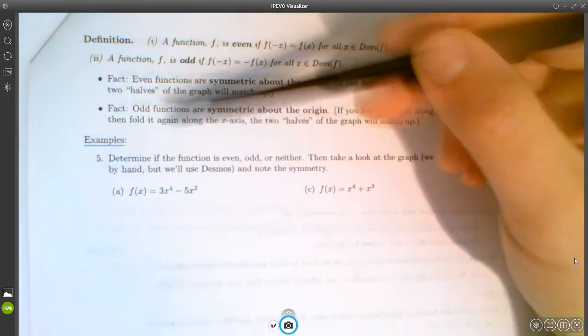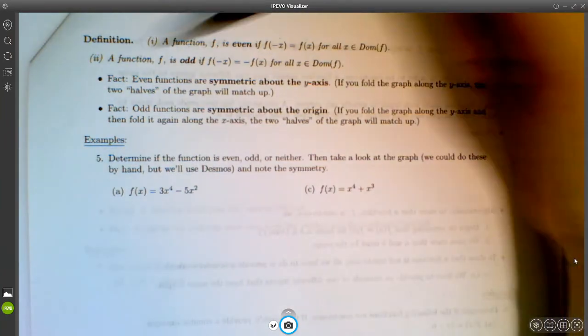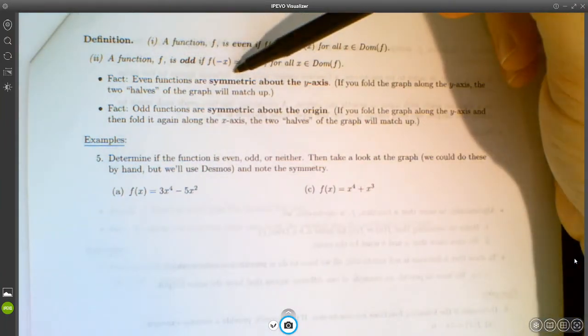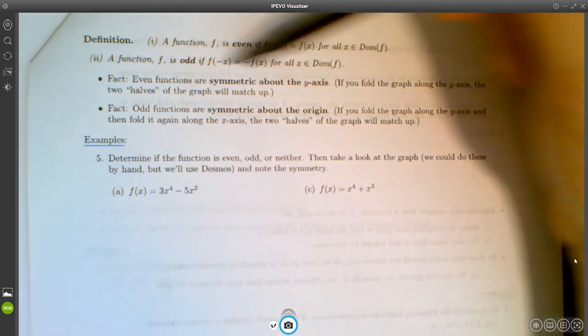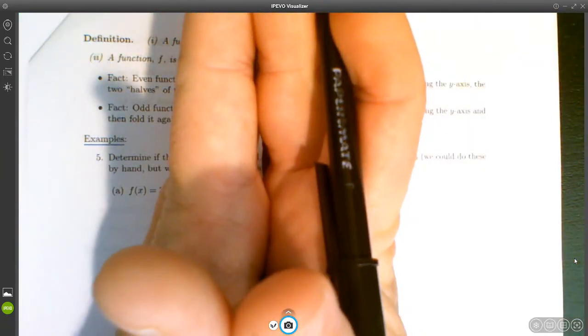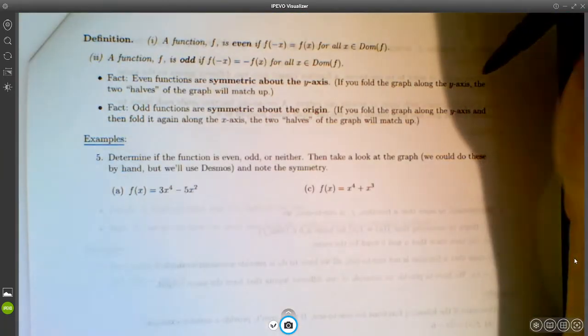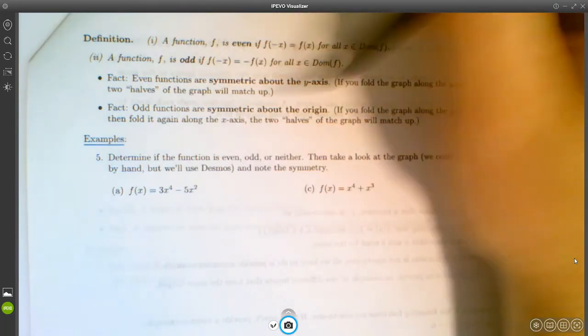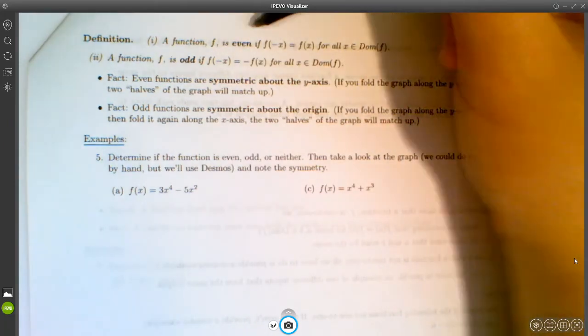So let's talk about this symmetry, and then I'll give you some examples of this. If you have an even function, then the graph is going to be symmetric with respect to the y-axis. In other words, if you fold the graph along the y-axis and the two halves of the graph meet up, then you've got symmetry about the y-axis. That means your function is an even function.